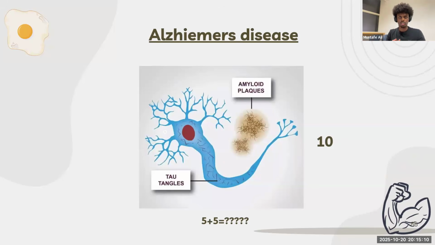Again, what happens in Alzheimer's disease is that there's two things. Can anyone remind me of the two things that happen in Alzheimer's disease? If anyone knows. What happens in Alzheimer's disease? Can anyone tell me what causes the disease?